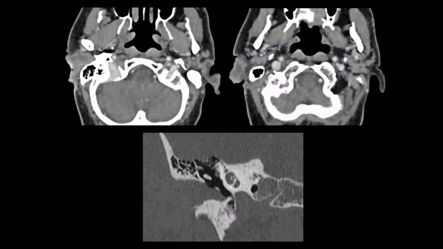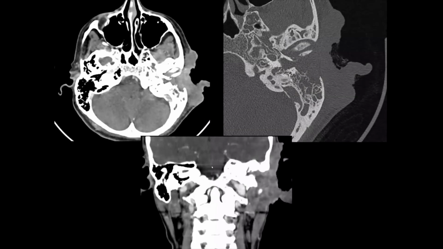And so here you can see there's this large mass replacing the right auricle and filling the right external auditory canal. And on the coronal CT image, you can see that there is bony erosion along the walls of the canal here.